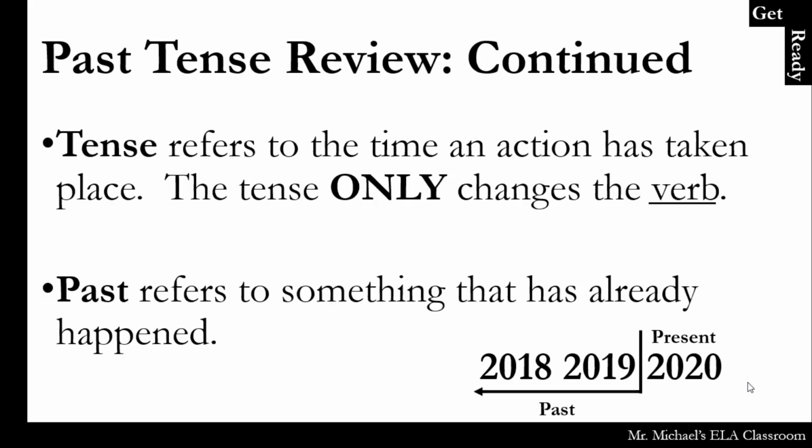So the past tense refers to something that has already happened. If we are in the year 2020, the past is 2019 and 2018. If it is Tuesday today, the past is the Monday that has just gone by. And let's remember the tense refers to the time an action has taken place, and the tense only changes the verb.